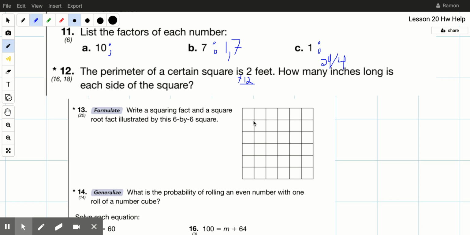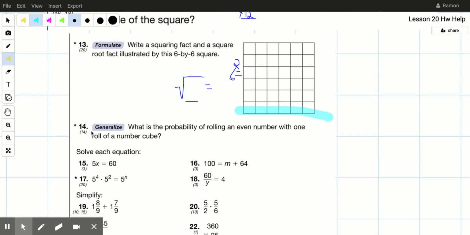Write a squaring fact and a square root fact illustrated by the 6 by 6 square. So a square fact would be that 6 squared is going to be equal to the total number of squares, where the square root fact would be the square root of all the total squares inside is equal to 1 side length for this square, which you can just count out how many squares that is.